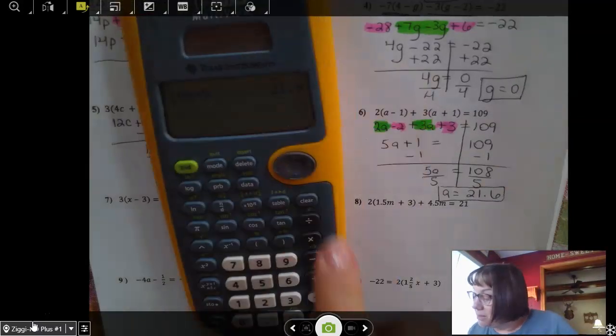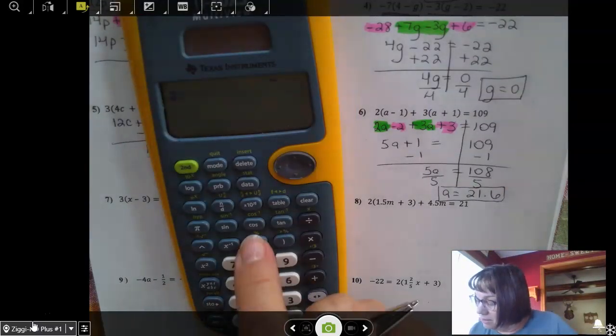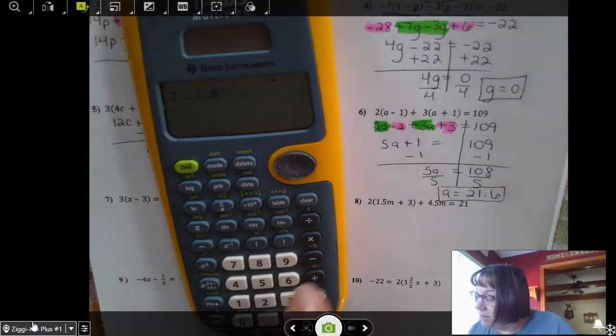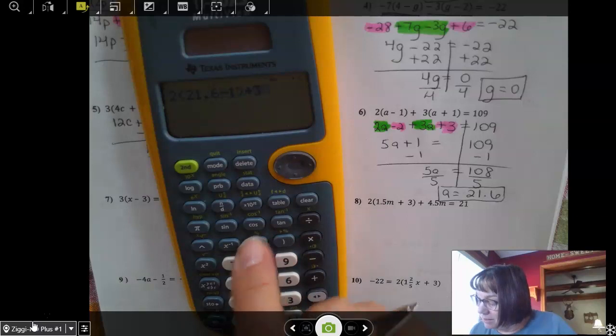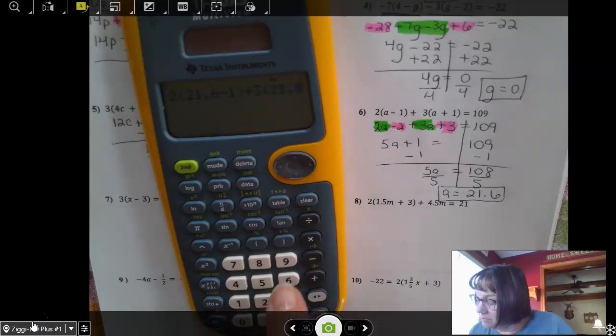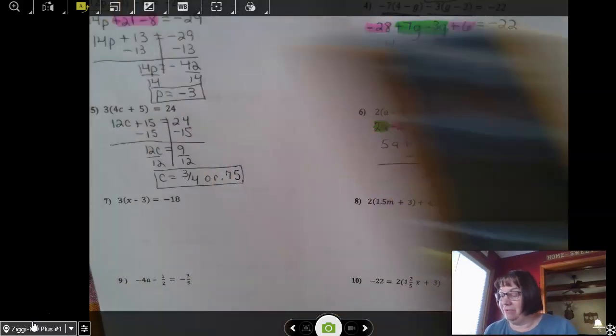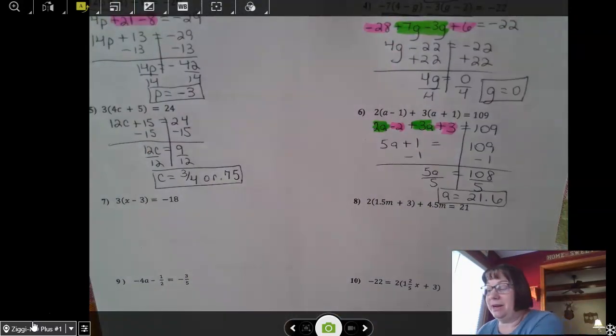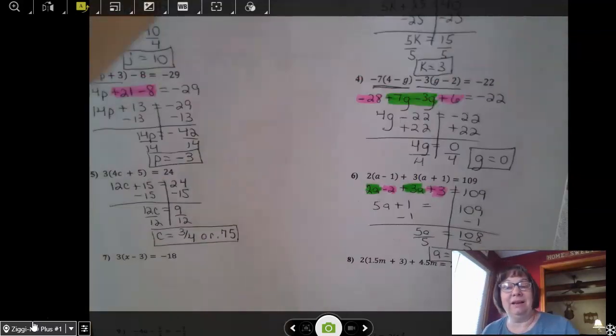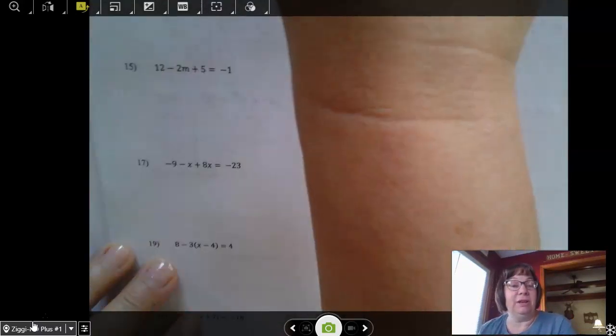So let's try this. 2 parenthesis 21.6 minus 1 plus 3 parenthesis 21.6 plus 1, and I got 109. Okay, there's a couple that are a little bit trickier that I'd like to work with you that are on the back side, and then you will finish the rest of these for practice. Show all your work and then make sure you enter them into Schoology.